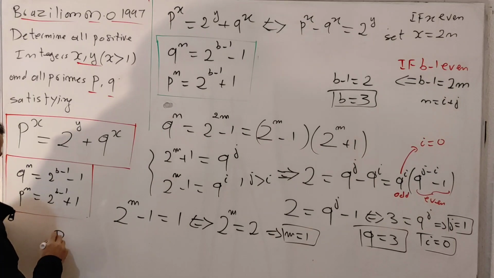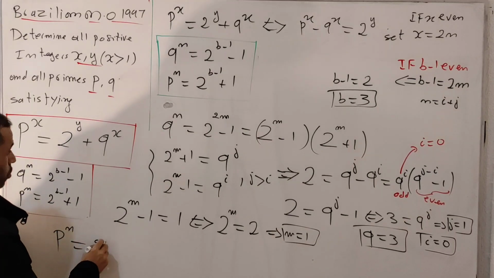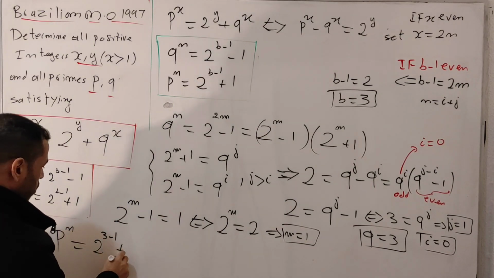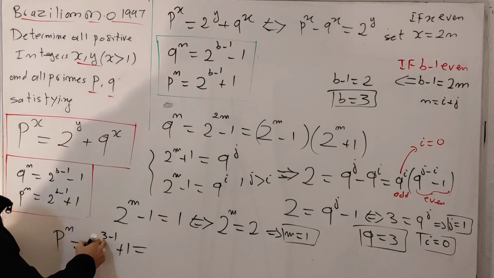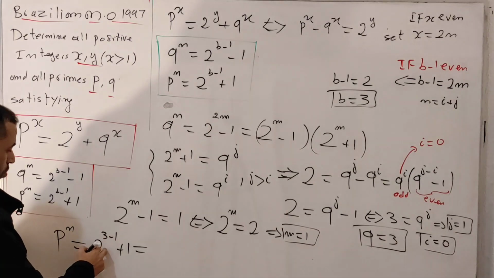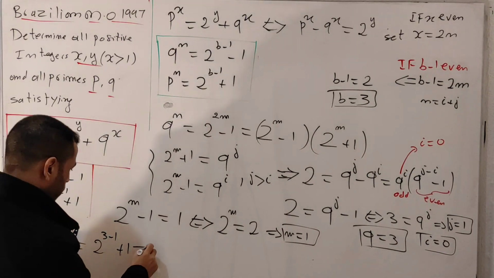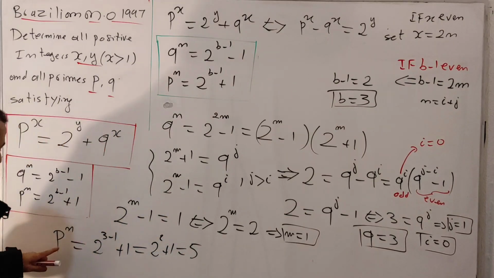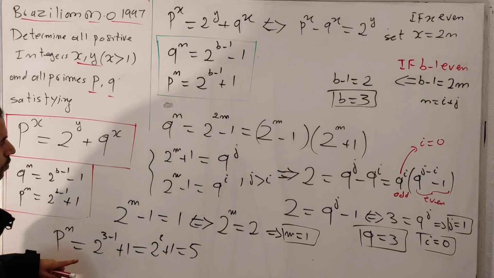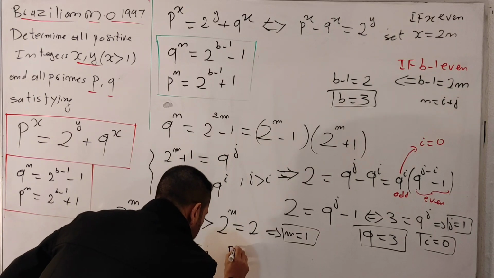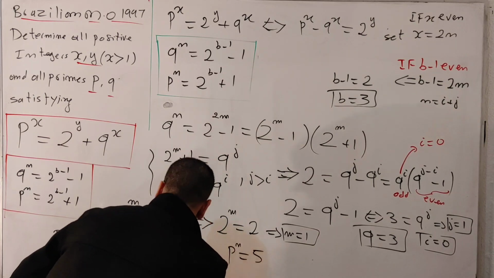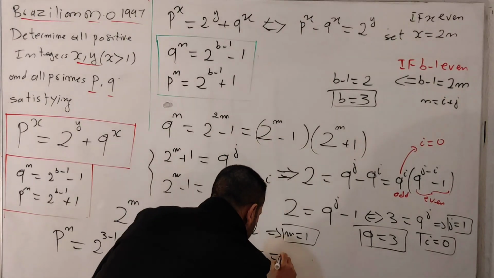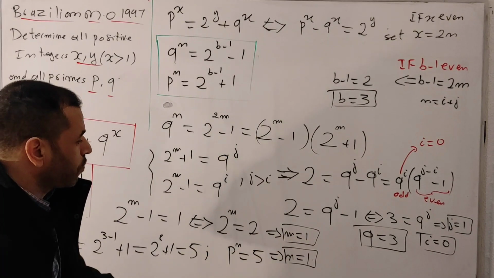So we'll have p to the n equals 2 to the b minus 1, which will be replaced with 3 minus 1, plus number 1. 2 to the 3 minus 1 is giving us 2. That means we'll have 2 squared plus 1, which is 5. So we'll find p to the n. Okay, I found p to the n equals 5. Since p is a prime, that means n equals 1. Now I found the value of n.